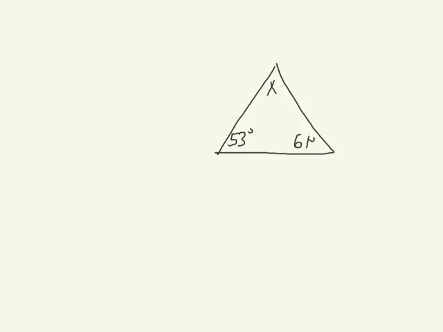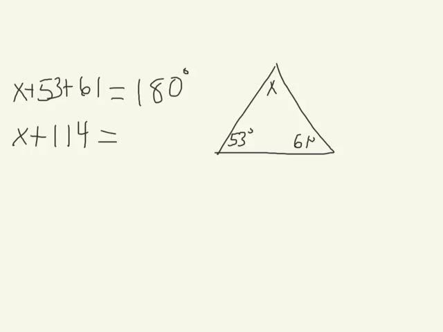So to figure this out, we can create an equation. On one side of our equation should be 180 degrees because that's the sum of all of the angles. On the other side should be all of our angles. So we should have x plus 53 plus 61. Now we can go ahead and add this up and try to solve for our variable. So we know we can't add x with 53 or 61, but we can add 53 and 61 together. So when we do that, we're going to be left with x plus 114 equals 180.